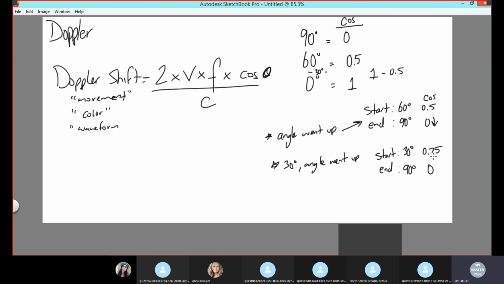So I asked myself, what happened to my cosine value? I had 75 cents, and now I have 0 cents. My value went down. So again, cosine value goes down, my Doppler shift goes down. And what does this mean for my color and my waveform? It means that I will see less color. It means that my waveform will be smaller because my shift, my movement, is now considered less. Okay.